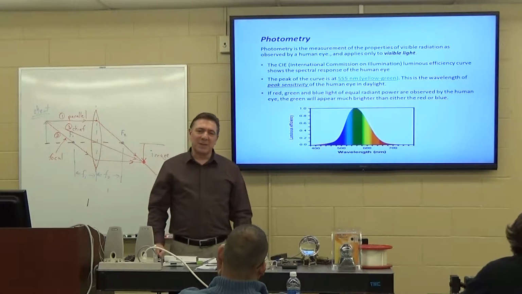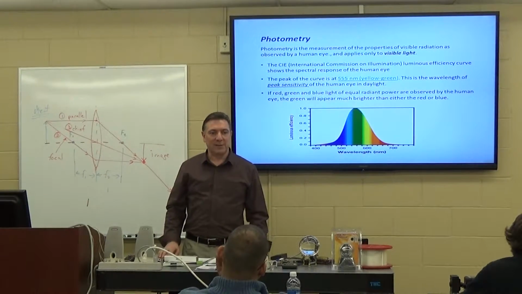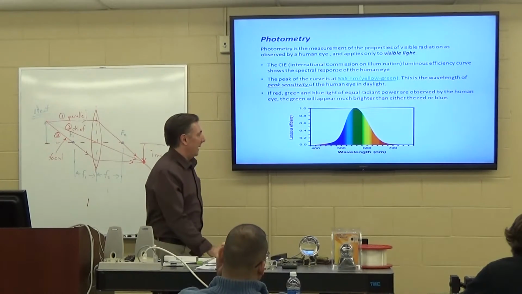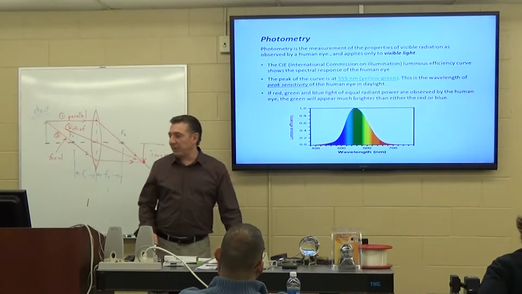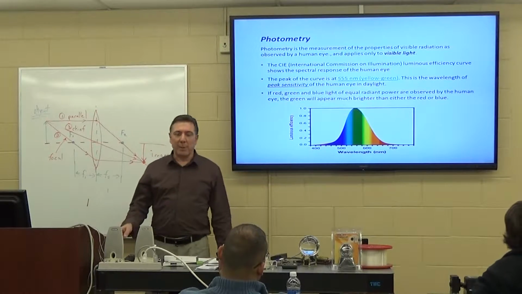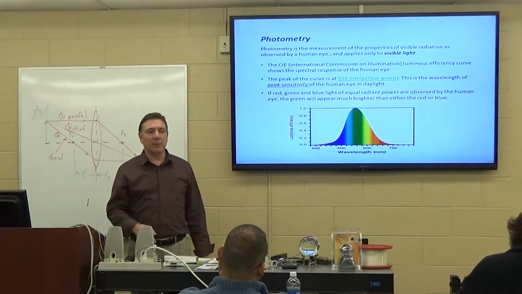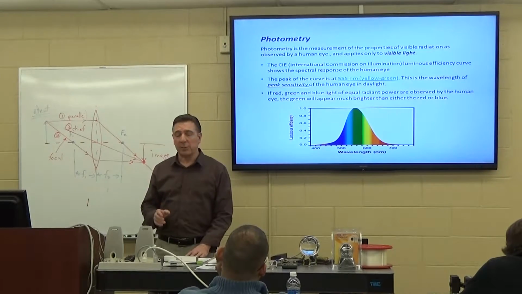Photometry. Photometry is a little more interesting. At least you can relate to photometry. You can see it because this is what your eye sees. So photometry is basically the measurement of the properties of visible radiation as observed by the human eye, and it applies only to the visible portion of the spectrum.